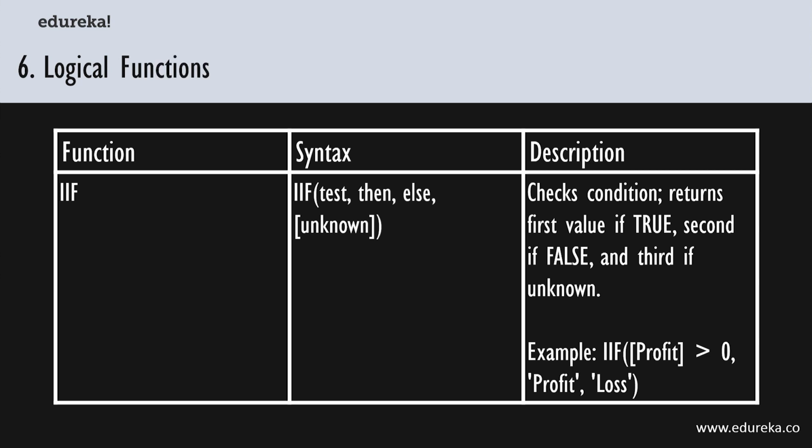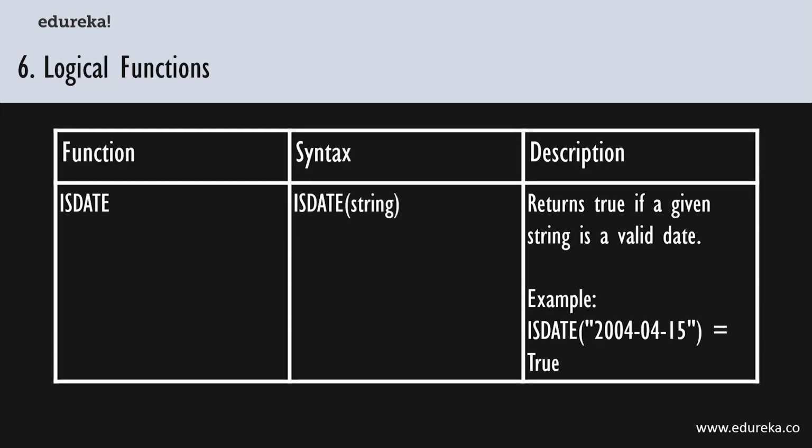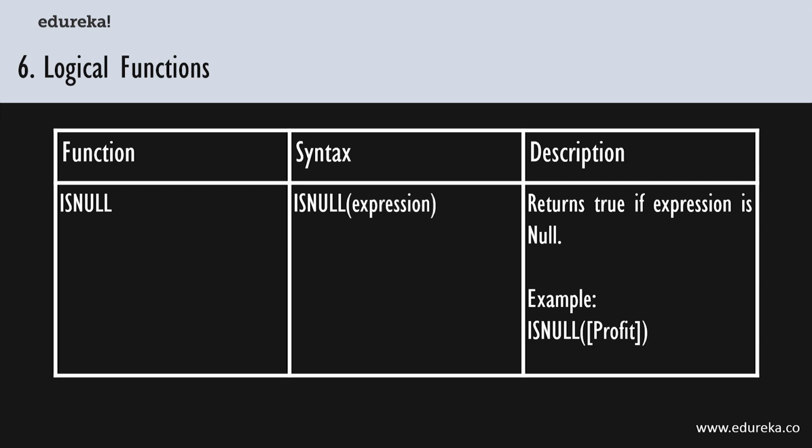Next is iif, which checks whether a condition is met and returns one value if true, another value if false. It's basically like a test case, and an optional third value or null if unknown. Next we have isDate, which returns true if a given string is a valid date. It's no big deal. Then we have isNull, which returns true if the expression does not contain valid data, which is if your expression is null.